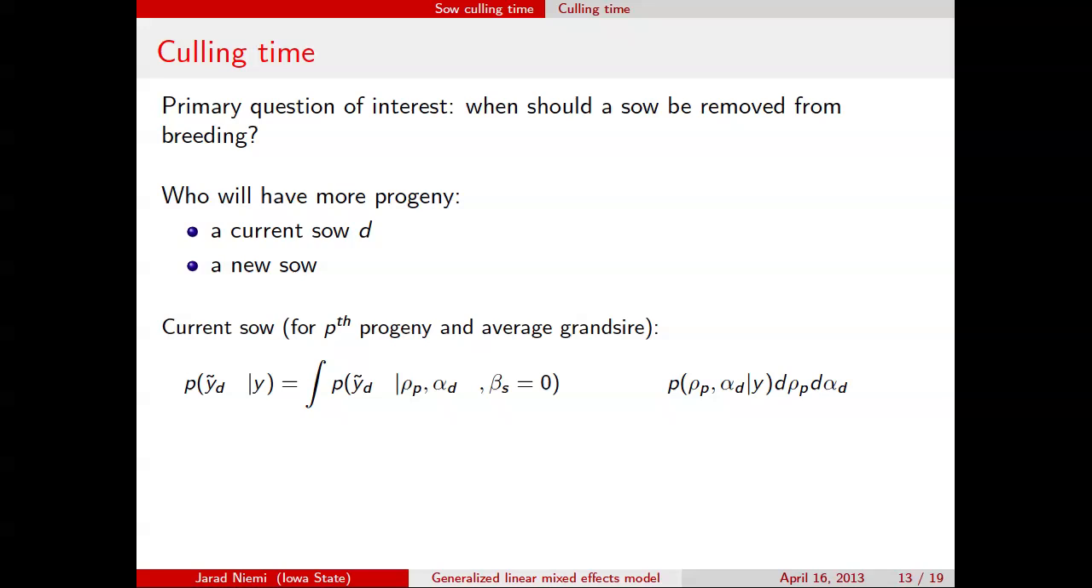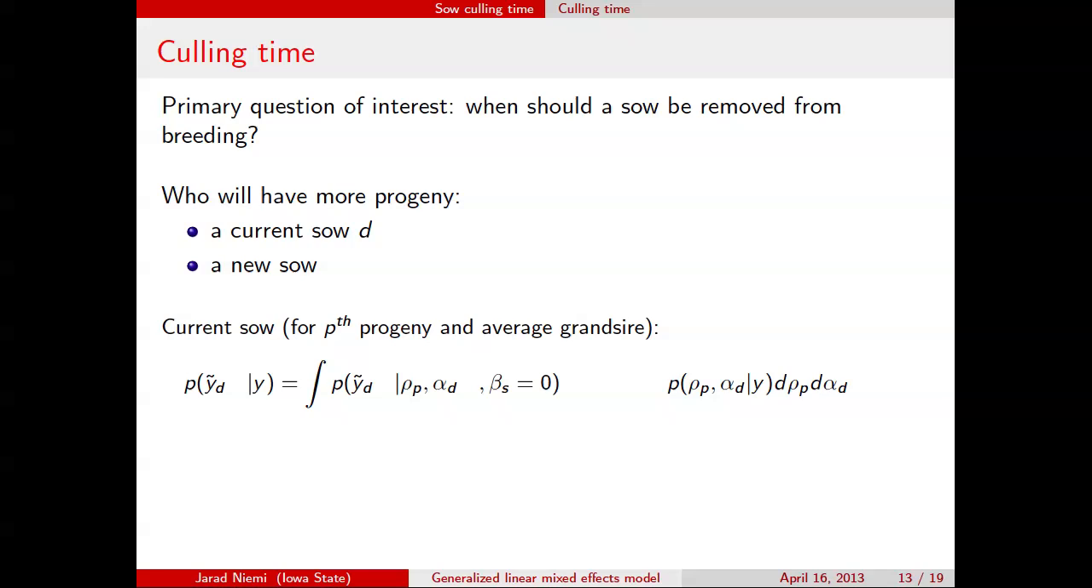Mathematically we can write that down here as the integral over the predictive distribution given the effect for that parity, the effect for that sow, and this average grandsire. This here is just a Poisson distribution, because we've conditioned on everything that we need for that Poisson distribution. And then we have to integrate over our uncertainty about the posterior for the parity and for that sow, the random effect for that sow. The spacing here is intentional to compare to what comes next.